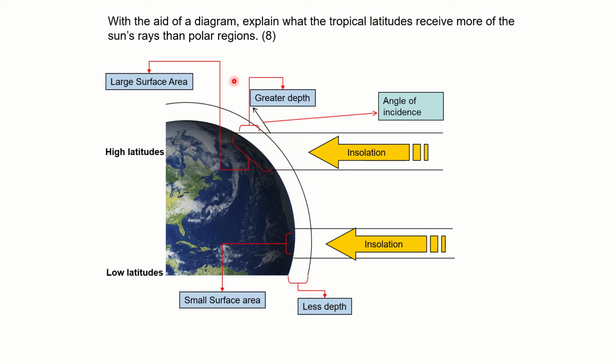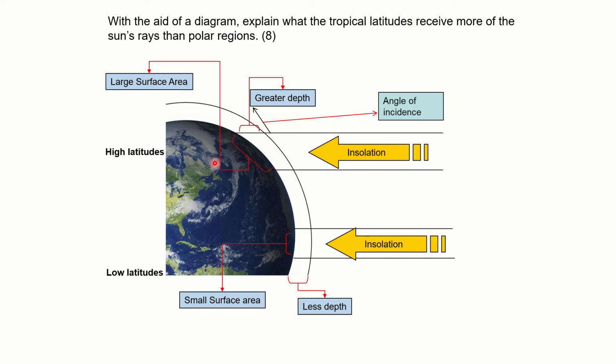A bit like on a snooker table, if you hit the object ball with the cue ball at an angle, the cue ball is going to be deflected off in a new direction. This is called the angle of incidence when we are talking about sunlight, and the angle of incidence means that some of the sunlight is reflected off into space in the higher latitudes.